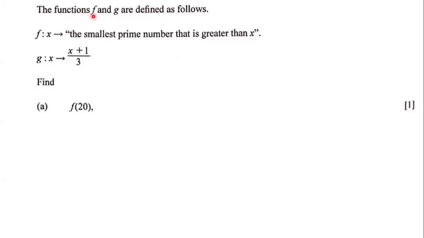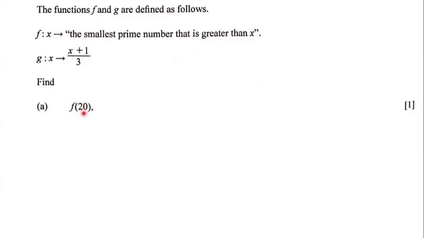The functions f and g are defined as follows. We have this function f, and the output of this function is the smallest prime number that is greater than x. So the output of this function is defined in the following way: the smallest prime number that is greater than x. And we have the function g, and that's x plus 1 all over 3.